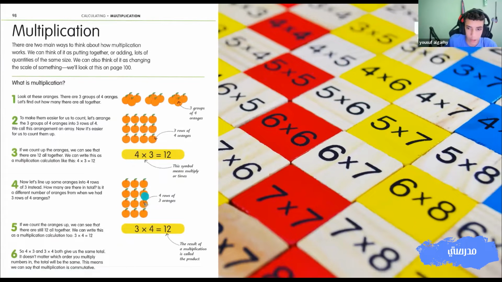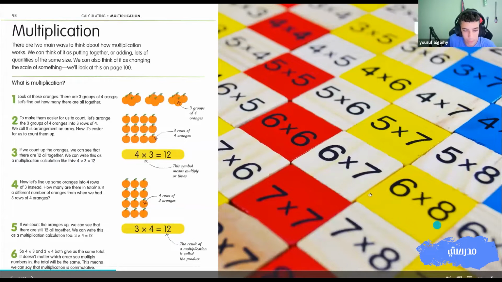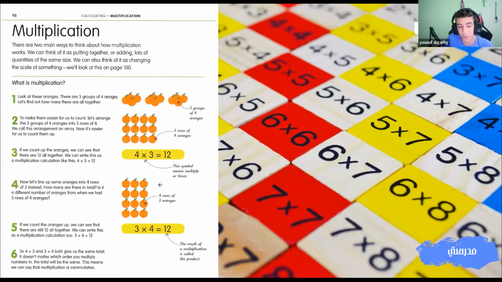And here we have a bunch of oranges, and we have 1, 2, 3, 4, 5, 6, 7, 8, 9, 10, 11, 12. So we still have 12 oranges. And the answer that you get out of a multiplication equation is called the product. So the answer is 12.